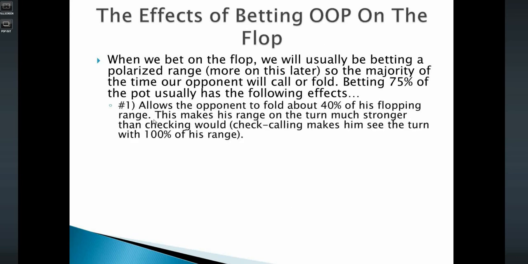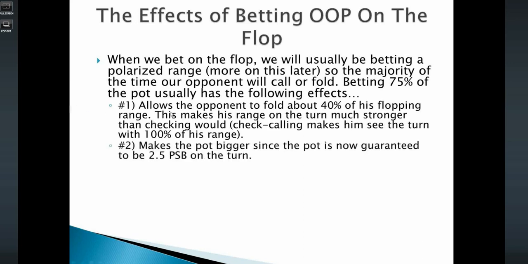It allows the opponent to fold around 40% of his flopping range. This makes his range on the turn much stronger than checking with it. Check calling makes him see the turn with 100% of his range, whether he bets or checks, every hand sees the turn. It makes the pot bigger since the pot is now guaranteed to be 2.5 pot size bets on the turn, or bigger if our opponent raises, but at least 2.5 pot size bets. It makes us lose more money when we're made indifferent.